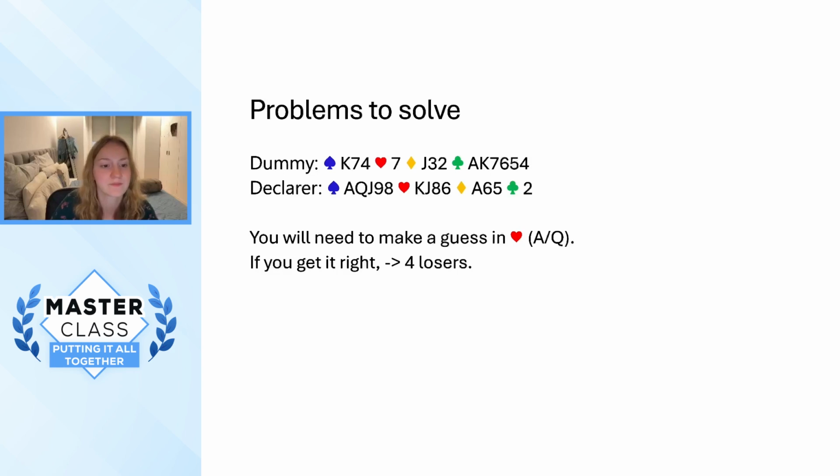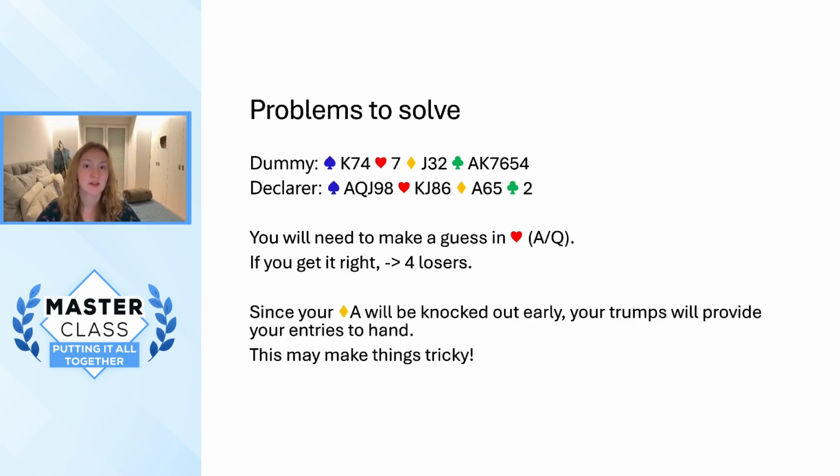As well as considering what to do about your heart guess, you're also going to need to be thinking about your entries on this hand. So that's going to be a very relevant problem that you might have to solve. Your ace of diamonds is already being knocked out by the fact that they've led a diamond. So while before you might have thought that's a really handy entry to my hand, here with them leading a diamond, it's not anymore because it will be gone before you can use it effectively.